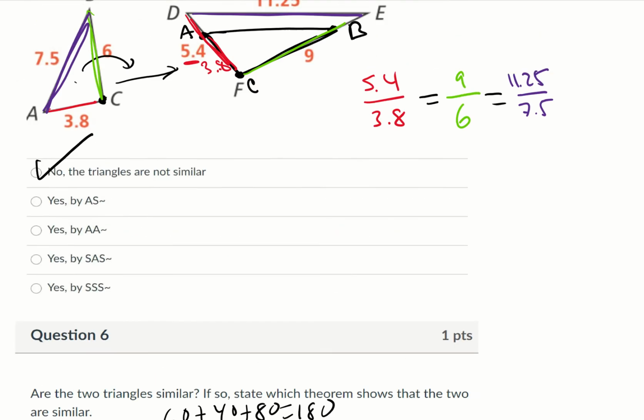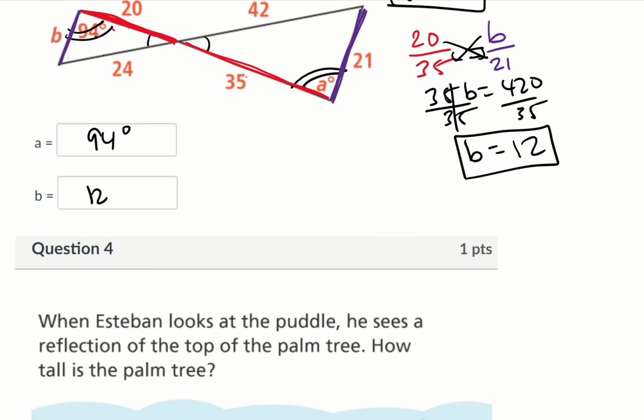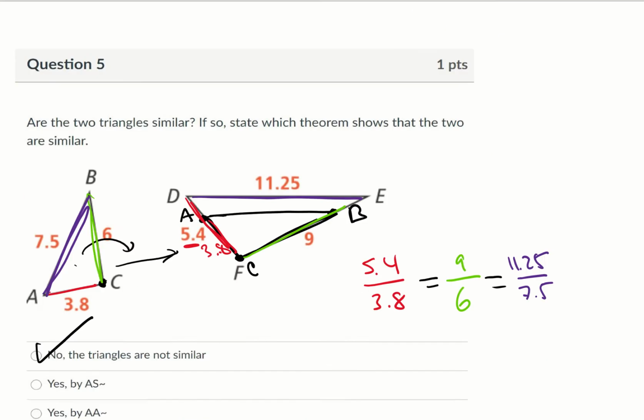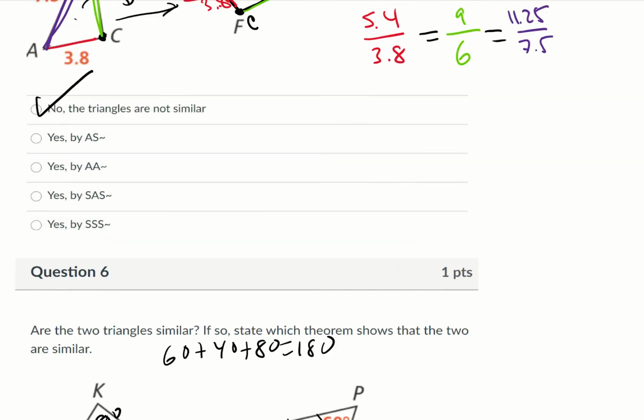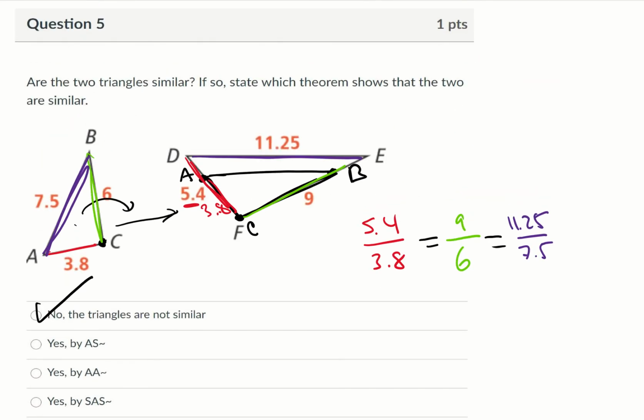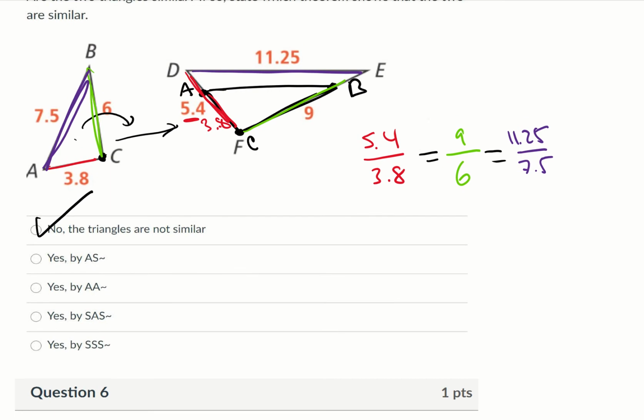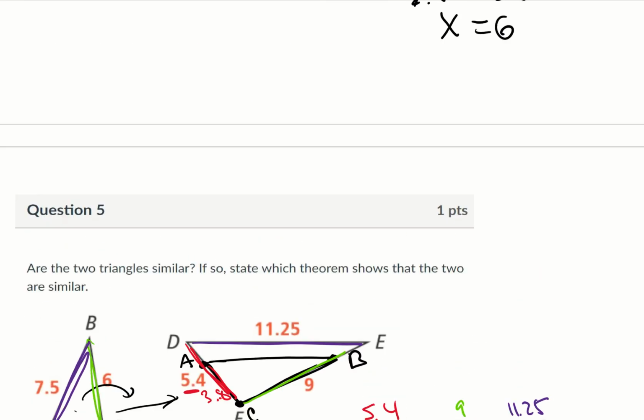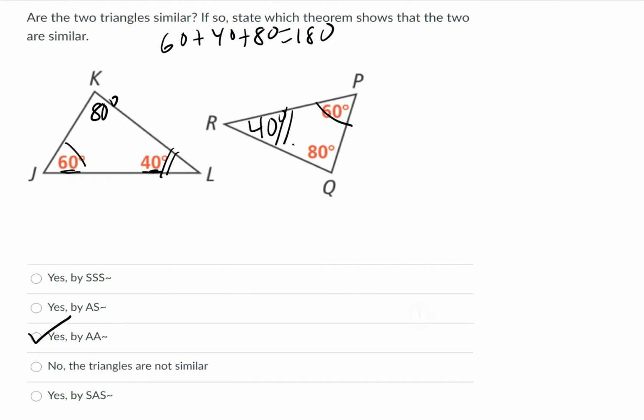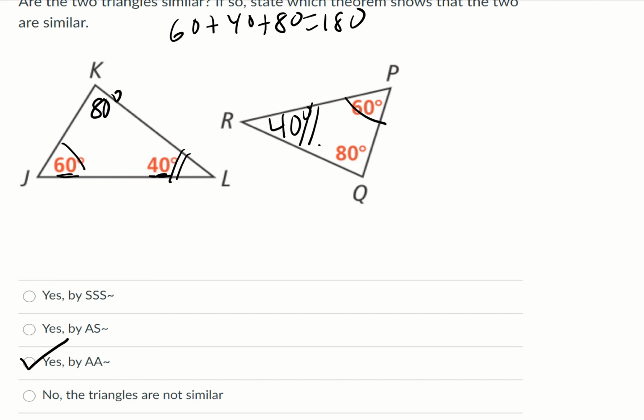And just going back to this problem right here, let's go ahead and write the similarity statement for these 2 triangles, because we did find that they're similar. So let's write the similarity statement. We know that, so let's do JKL, and that is similar to triangle.